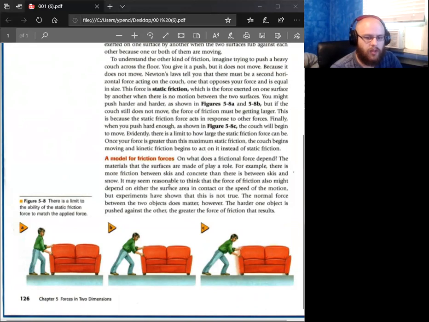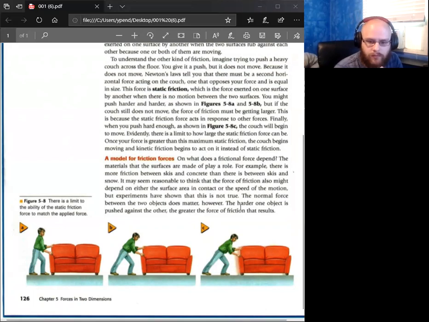It may seem reasonable to think that the force of friction also might depend on the surface area in contact or the speed of the motion, but experiments have shown that this is not true. Okay, I didn't think about the speed of the object, but it is interesting that the surface area does not play a role. So that means that no matter how large an object is, it would experience the same amount of friction, whether it was covering a huge amount of surface or just like a pinprick on the surface.